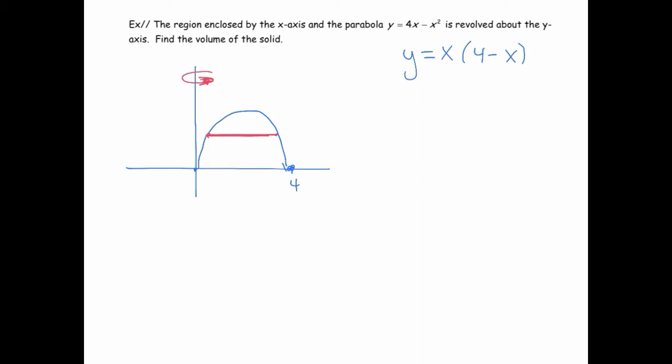But that's a problem because y equals 4x minus x squared is not easily solvable for x in terms of y. I mean, you could make a piecewise function or something, but that's just not practical. So we're kind of forced by the nature of the asymmetry of this equation to draw a vertical rectangle. So we're going to integrate with respect to x. So when you do that, you'll get your cylindrical shell.